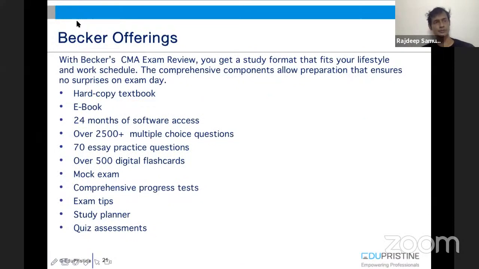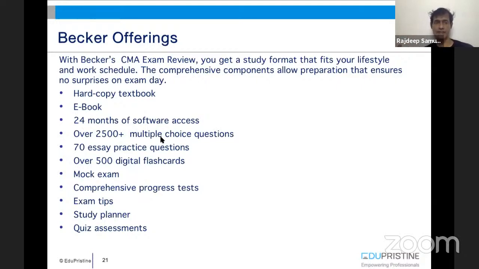Now, this is interesting. What do we offer you with the Becker curriculum? Very important to know. You'll get the Becker hard copy textbook, which is 2 fat books. You can refer to it at any point in time. You'll get an ebook also, so you can refer to it online. You'll get 24 months of software access, which means you get to access the Becker software over the 2 years. It will give you access to 2,500 multiple choice questions and 70 essay practice questions. Good practice, right? Because the exam will test you on this.